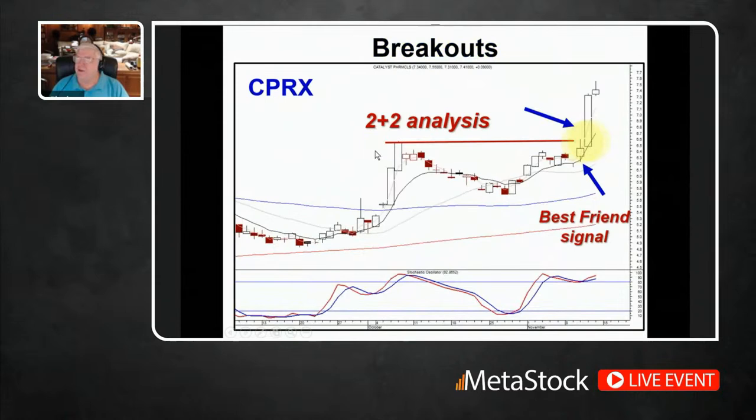All right, so this is what we call 2+2 analysis. If you know what the pattern looks like and you know where the breakout level is, you can be buying on this day on the breakout, because not only is it breaking out through the resistance level that started the pattern, it's confirming. And notice how this uptrend started. There's a doji followed by a little gap up, your best friend. That implies there's going to be more upside. And if there's going to be more upside, that's telling us that this level is probably ready to break out. We're getting ready to buy.